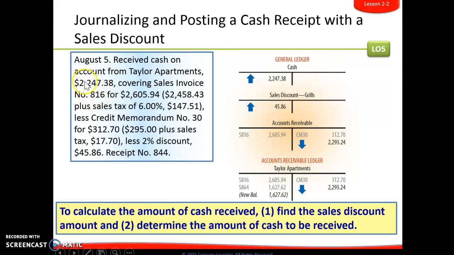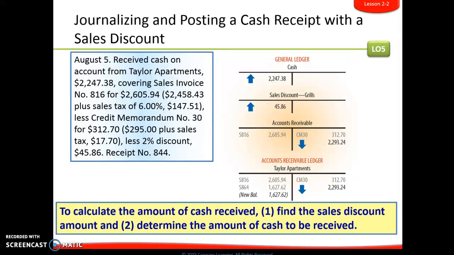So when we look here, here's the number of the cash that we're receiving. So here we're going to debit cash for that amount. This cash is covering that initial sales invoice of this amount.